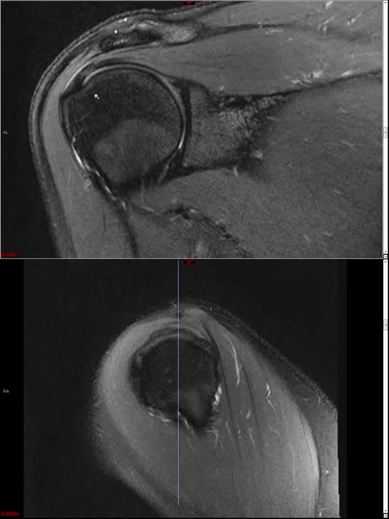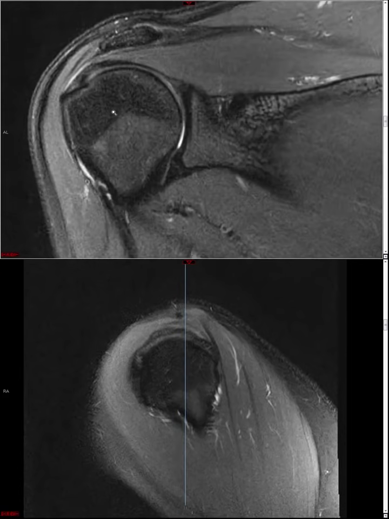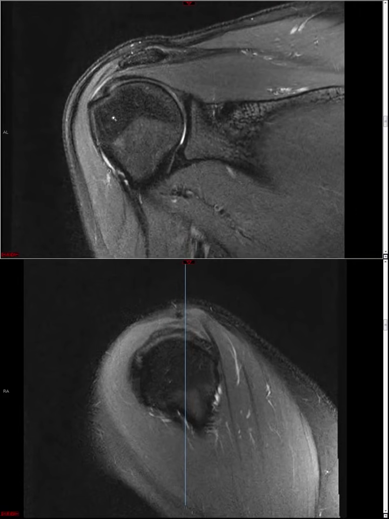Sometimes you'll see a partial tear that has bursal and articular-sided components, and I would just simply describe it as such: high grade partial thickness supraspinatus tendon tear with bursal and articular surface components. And I think that would work just fine.